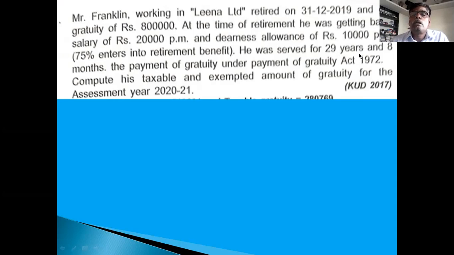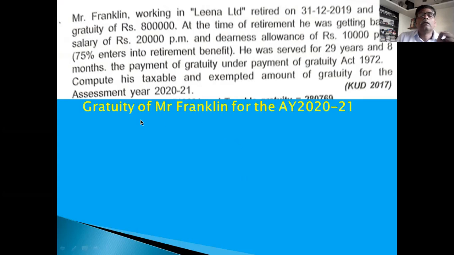And 29 years, 8 months is nothing but 30 years. 30 years is to be considered if he is covered under Gratuity Act 1972. If he is not covered under Gratuity Act 1972, only 29 years is to be considered. Okay, this is the point you remember. He is covered under Gratuity Act 1972. Therefore, we calculate according to Gratuity Act 1972. Okay, calculation of gratuity. One line is missed. I'll open the line before closing the problem.